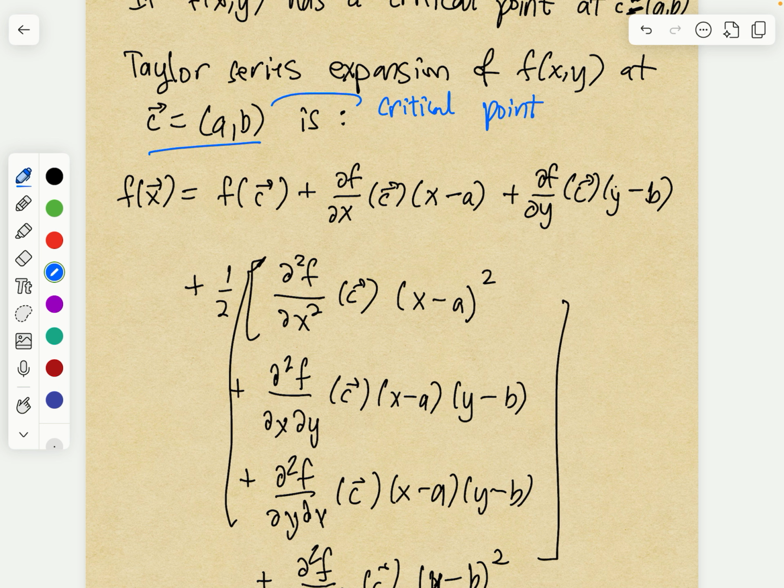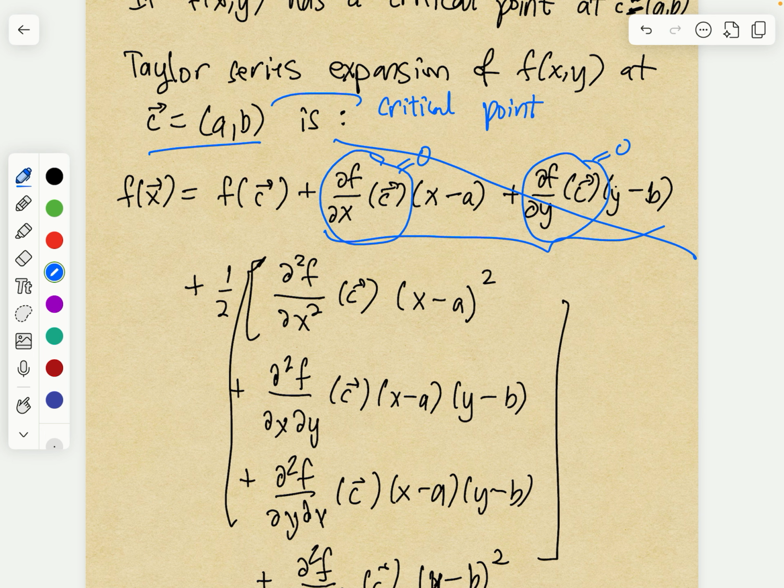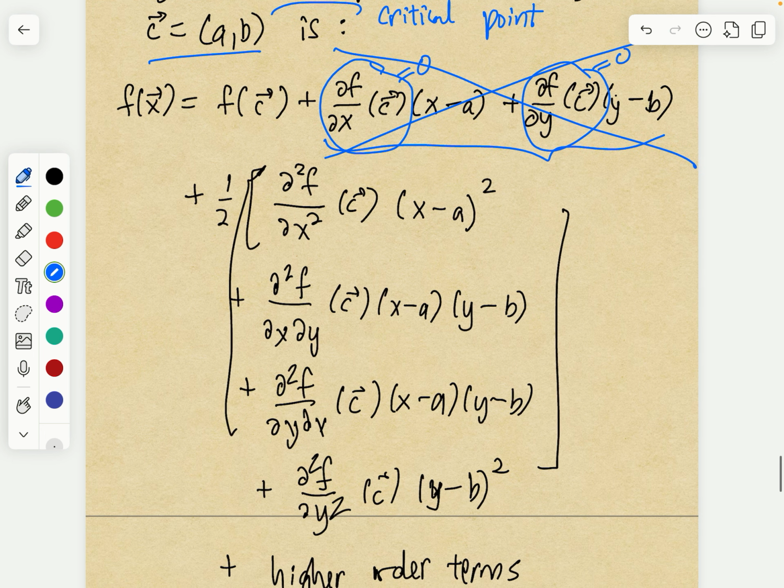You can take the Taylor series expansion at any point, but what's special about the critical point is that the partial derivatives are going to be 0 at that point. So this is going to be 0, this is going to be 0, so this whole term is going to go away, and then you have this.